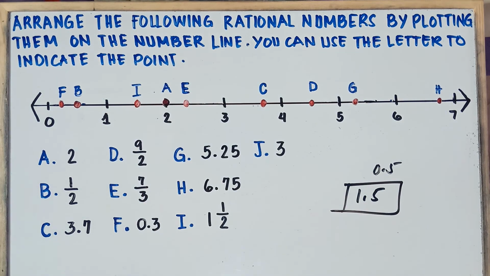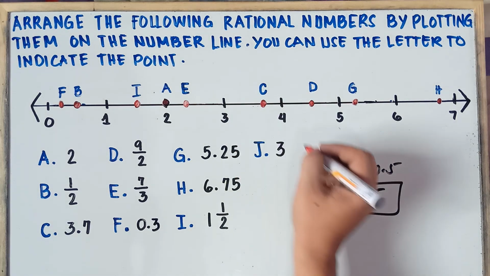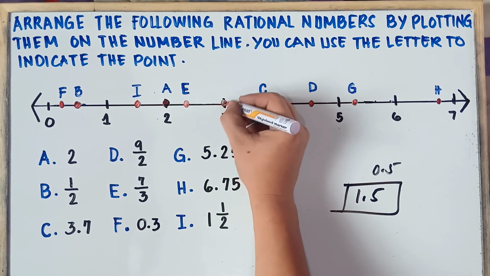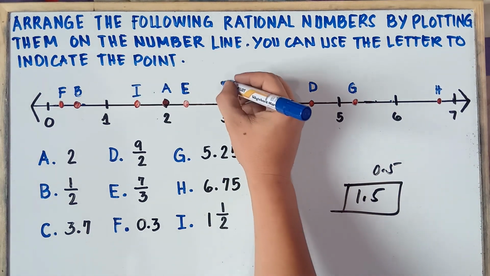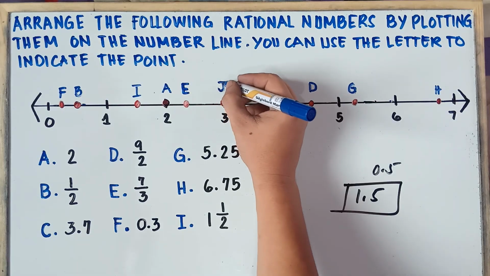Almost done, class. And then last one, letter J. Number 3, whole number 3. So easy for us to identify this one if it's a whole number. So this will be 3, whole number 3. And this will be our point. And this is letter J. That's it, class. All set.